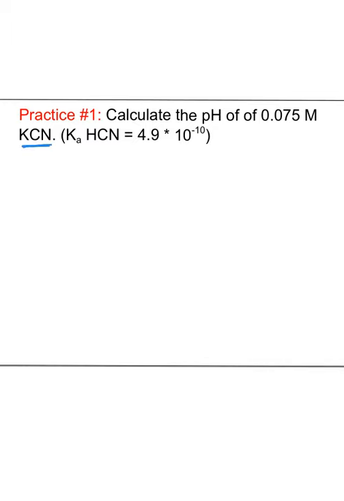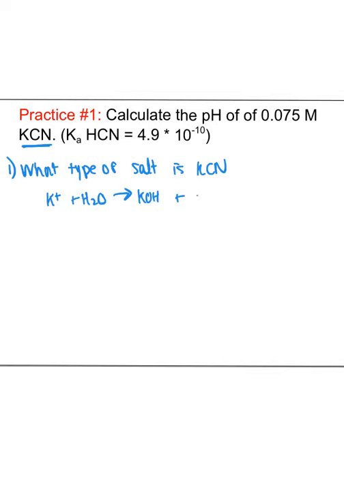So we take K plus, interact it with water. Draw my arrow, that's going to make KOH and H plus, excuse me. KOH is a strong base, which means this reaction is only happening in the reverse direction. Okay, so this is not produced.